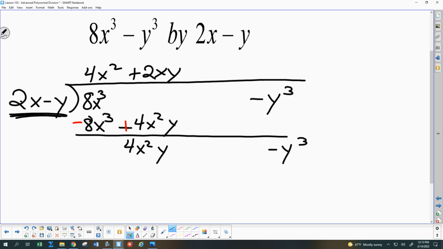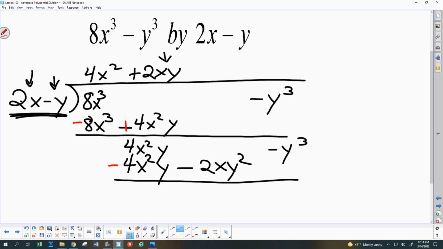So we're going to take the plus 2xy times the 2x minus y. So plus times plus is plus, 2 times 2 is 4, x squared y. 2xy times minus y, plus times minus is minus, 2xy squared. Subtract this row. The 4x squared y's go away. And we have 2xy squared minus y cubed.